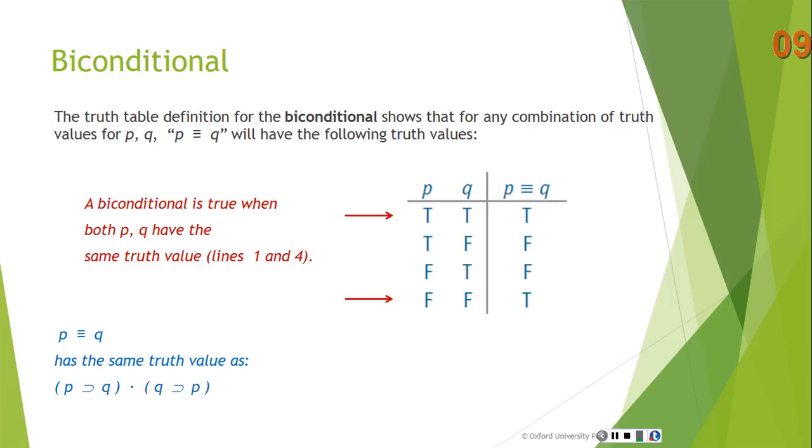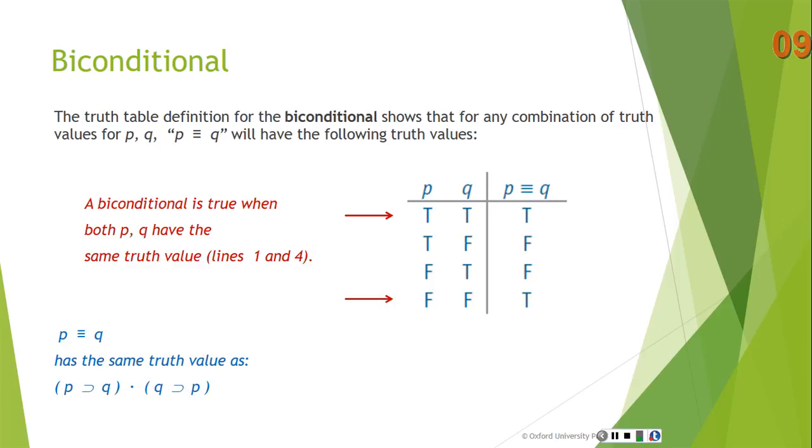Okay. So an easy way to remember this is this. Whenever P and Q match in truth value, the whole thing comes out true. When they don't match, the whole thing comes out false. Okay, let me repeat that. Whenever each side of the biconditional comes out true or comes out false, when they match in truth value, the whole thing comes out true. When they don't match in truth value, the whole thing comes out false.